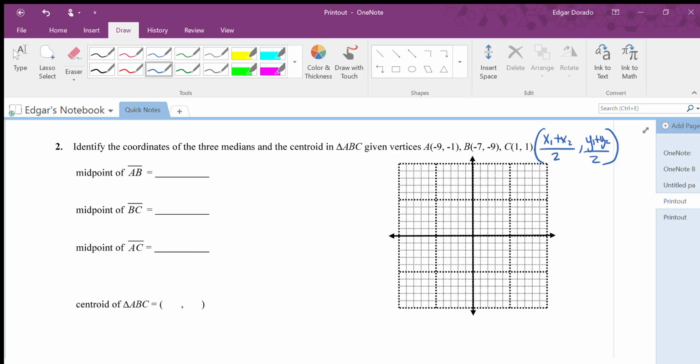Alright guys, let's go ahead and run through this fairly quick here since you guys have already had a chance to try it out. I'm going to start by graphing everything. So -9, -1 is my A. My B is going to be -7, -9, right there. And then finally, my C is going to be 1, 1.